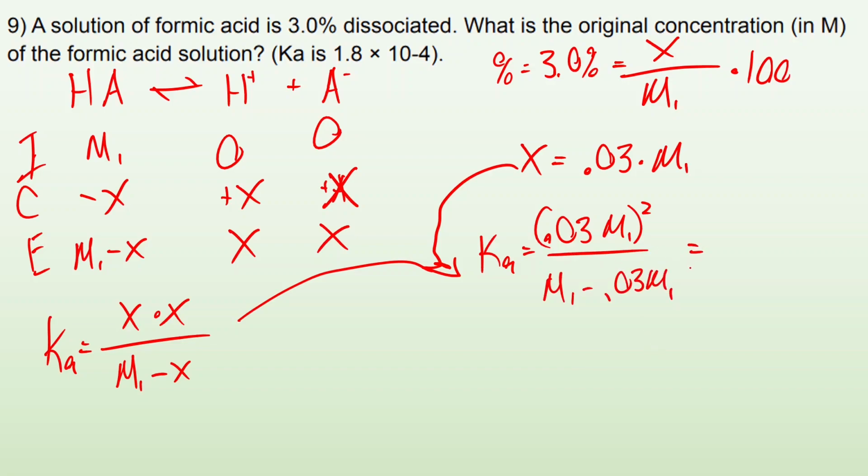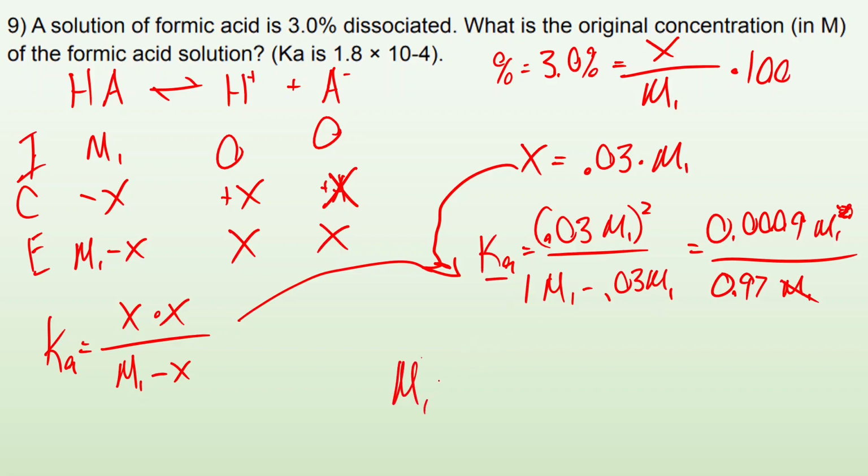When I distribute on the top, I have 0.0009 M1 squared divided by, well, what's 1 minus 0.03? 0.97 M1. Now this M1 will cancel out one of those M1s up top, and I can rearrange and solve for M1. I got Ka equals all that stuff, so I get M1 equals 0.194 molar.